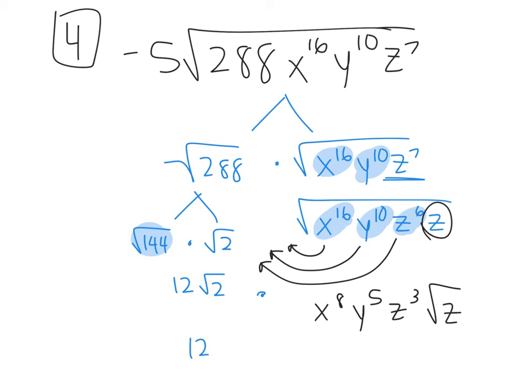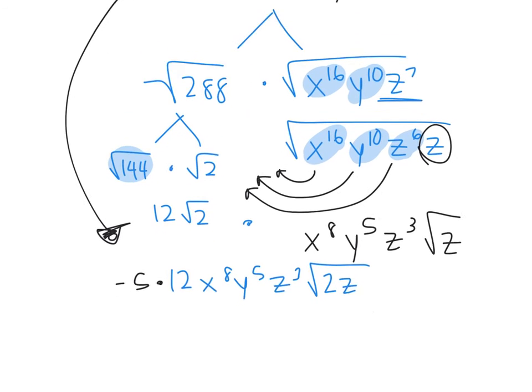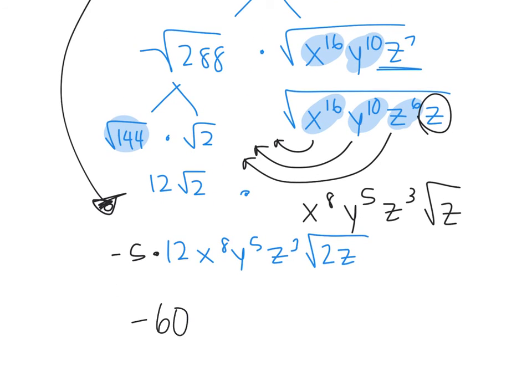So I will have 12 x to the 8th, y to the 5th, z to the 3rd, times the square root of 2z. However, you need to notice up here there was a negative 5 outside of that radical, which means it's being multiplied by everything underneath there. So we need to bring that down, and we need to multiply this by negative 5. So really our final answer is going to be negative 60 x to the 8th, y to the 5th, z to the 3rd, times the square root of 2z.